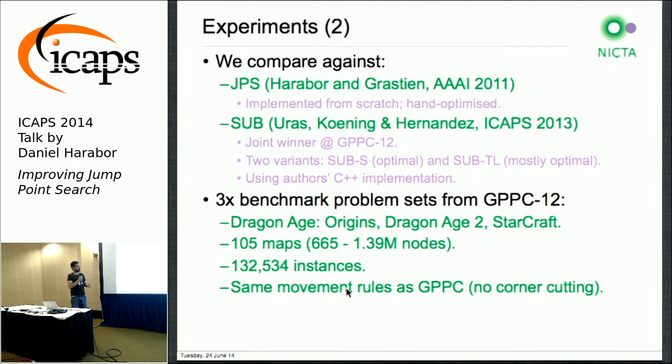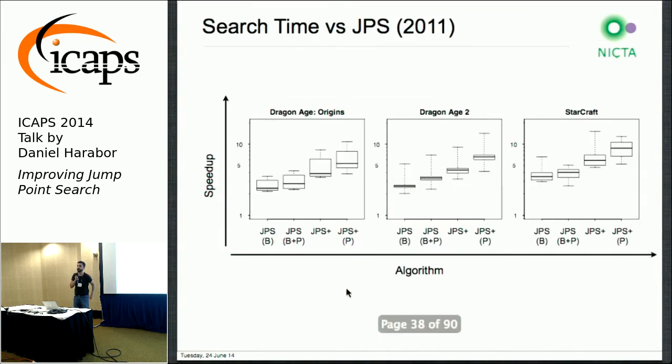We test against 2 variants of SUB. One, SUB simple, is optimal. The other one, SUB 2 level, is mostly optimal. We use the source code from the competition, and we run 3 benchmark problem sets from the competition. The maps that are drawn from video games. So our work is very much kind of focused towards pathfinding in games. There's over 100,000 instances.